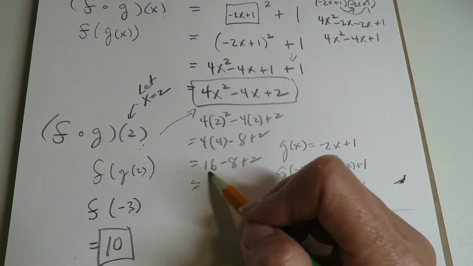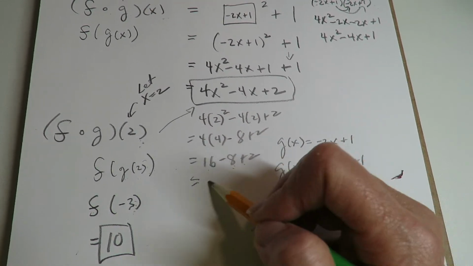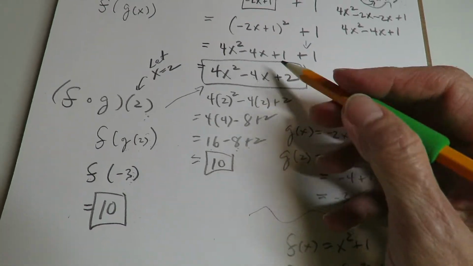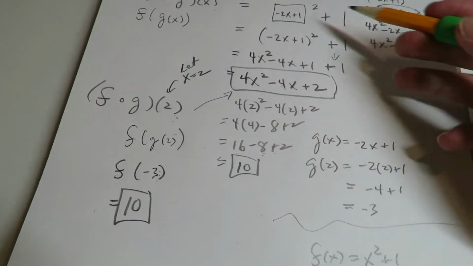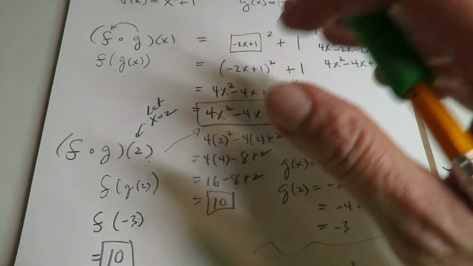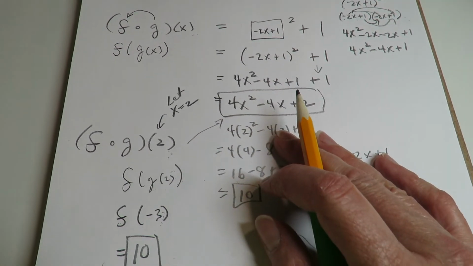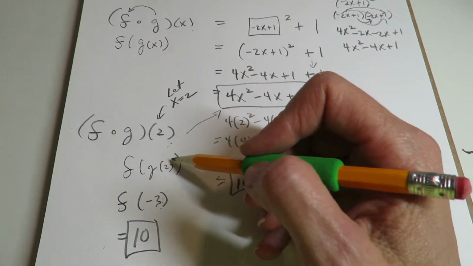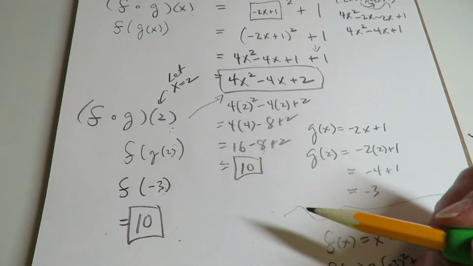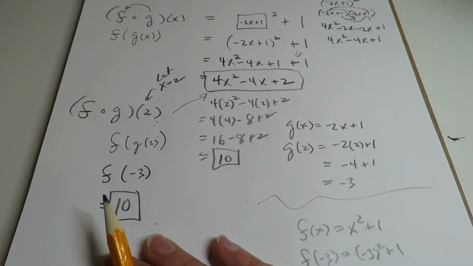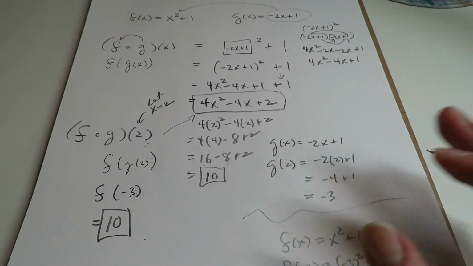And you can see 16 minus 8 is 8. 8 plus 2 is 10. So whichever way you do it, you'll always get the correct answer. So whether you want to take the general composite first and then plug in the specific value, or plug in the specific value and crunch it out and go right to the answer, whatever your preference is, it's fine.